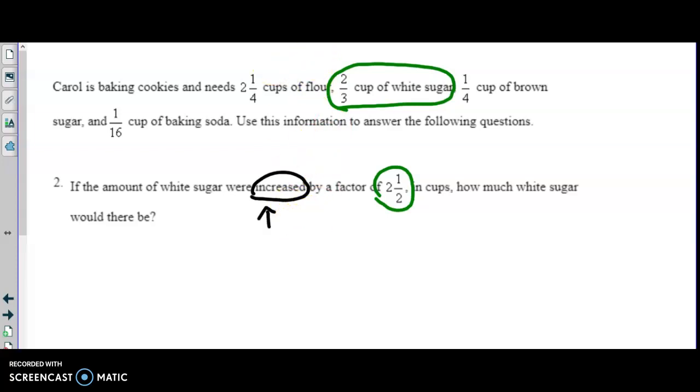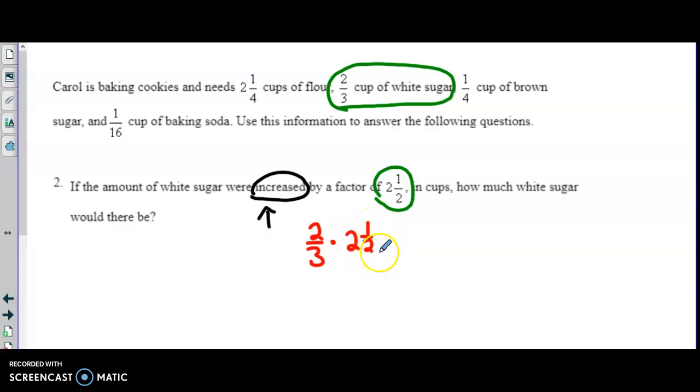Instead of adding, we're going to be multiplying because we're increasing by a factor of 2.5. So we want to make this 2.5 times bigger, which is another way of saying it. So we're going to take 2/3 and make it 2.5 times bigger. So we're going to do 2/3 times 2 1/2.